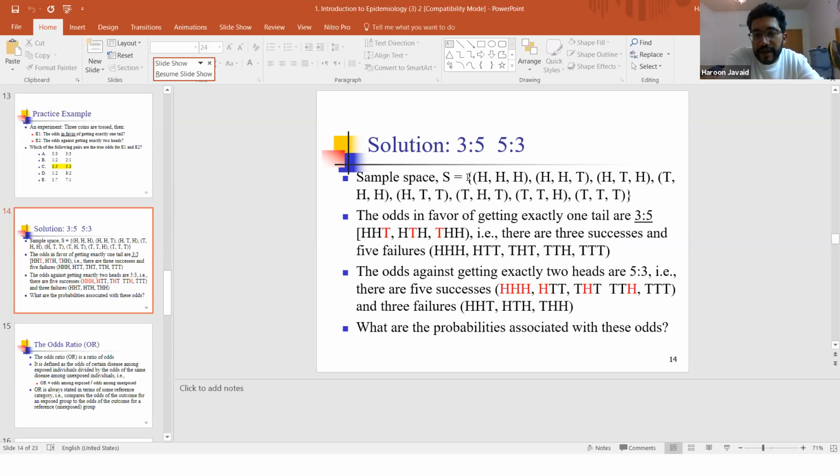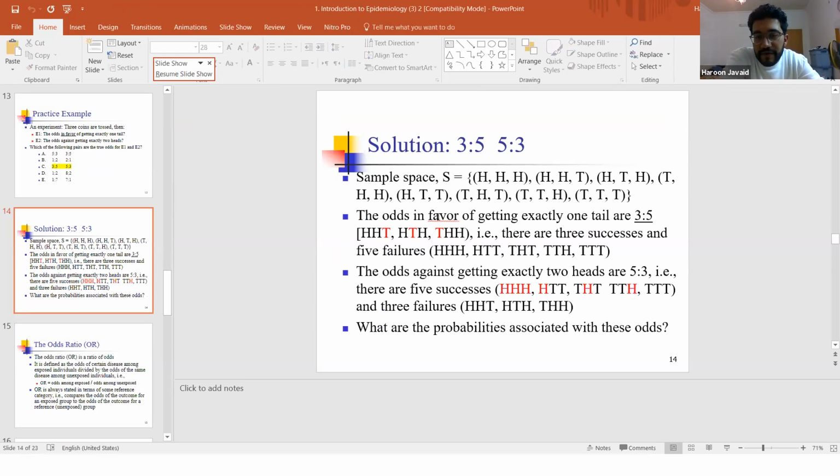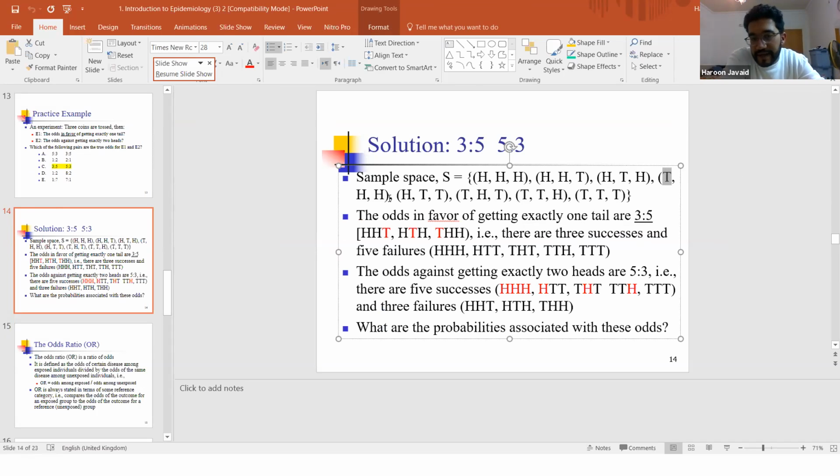Over here, we know that the total number of possibilities is 8. Now we want to know the odds in favor of getting exactly one tail. The chances of success of getting exactly one tail are 1 here, 1 here, and 1 here. Everything else has either 2 tails or no tail. So these 3 are the chances of success. Now we want to know the chances of failure, or 1 minus successes. So we divide by 1 minus 3, where the 1 means 8, so it's going to be 8 minus 3.